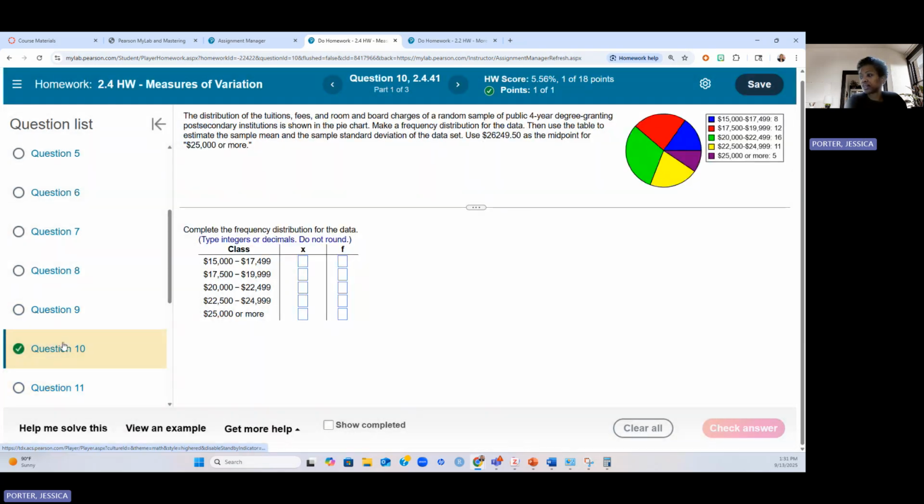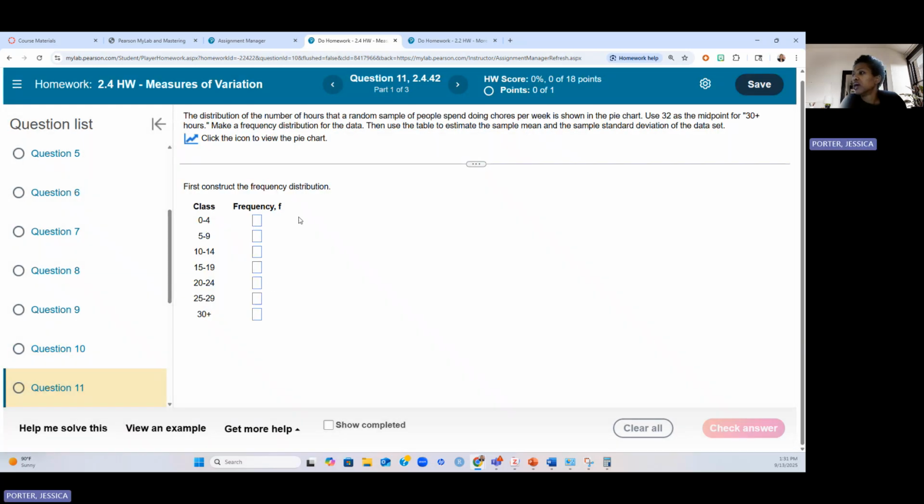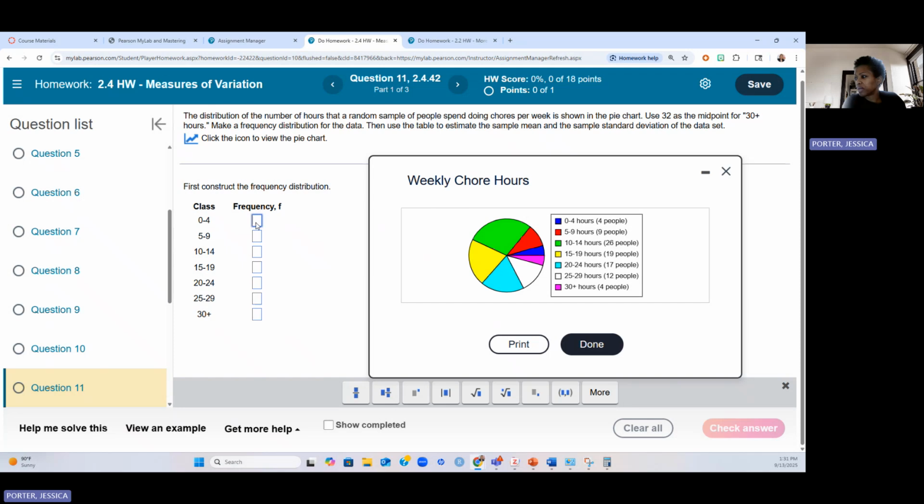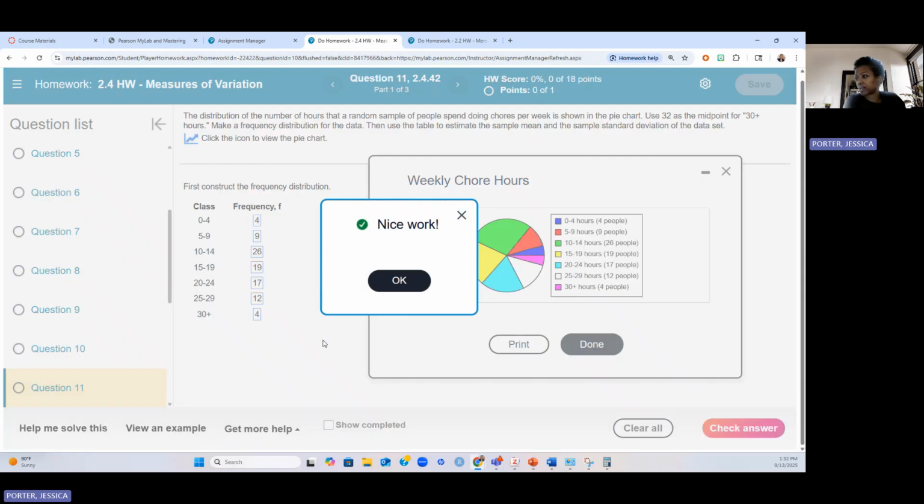Moving right along to question 11. We have this time, it's asking us for frequencies. We're still going to have to find the middle of each class, but they're first asking us for the frequency. So let's enter those in. From 0 to 4 is 4, then 9, 26, 19, 17, 12, and 4. Then check your answer. That comes straight from the table, the pie chart.